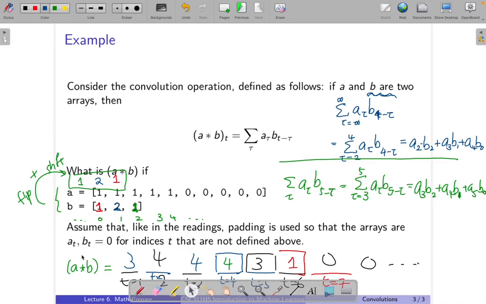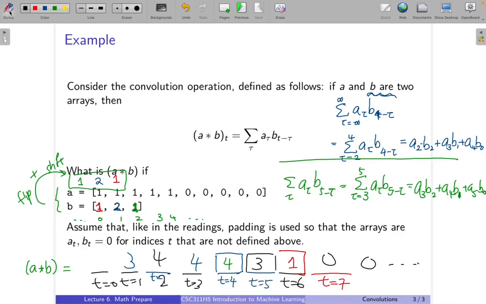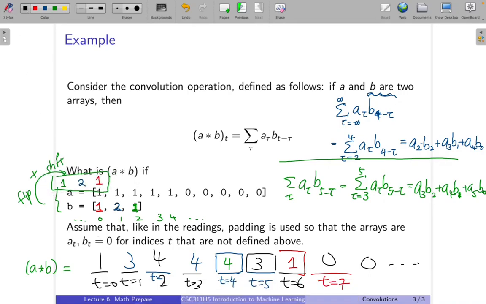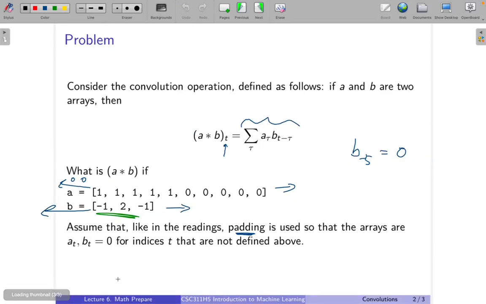And I'm running out of room, so let me just move this a little bit. T equals 0. I think I'm going to get some value. I'm going to get the value 1. And then everything to the left of t equals 0 is going to be 0. So you can use the same flip and shift idea to complete your problem here.